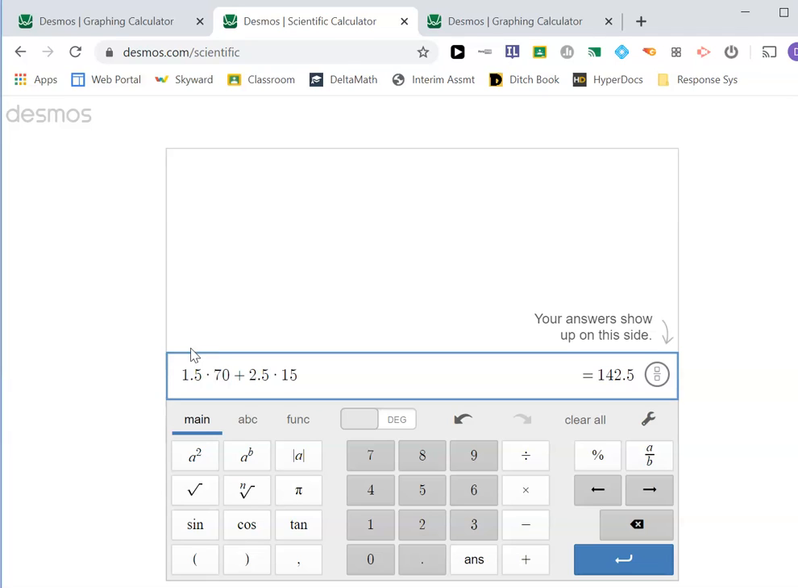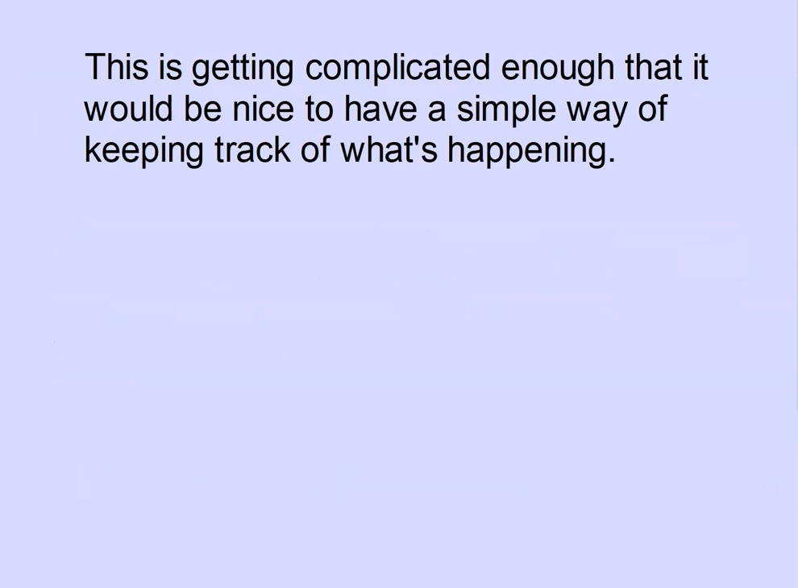Okay, look at that. They had 140 hours available, but 70 chairs and 15 desks goes over that. So the answer is no. They can't actually make that many chairs and desks. Okay, so what you're probably noticing is this. This is getting complicated, and it'd be nice to have a better way to keep track of what they're doing here.